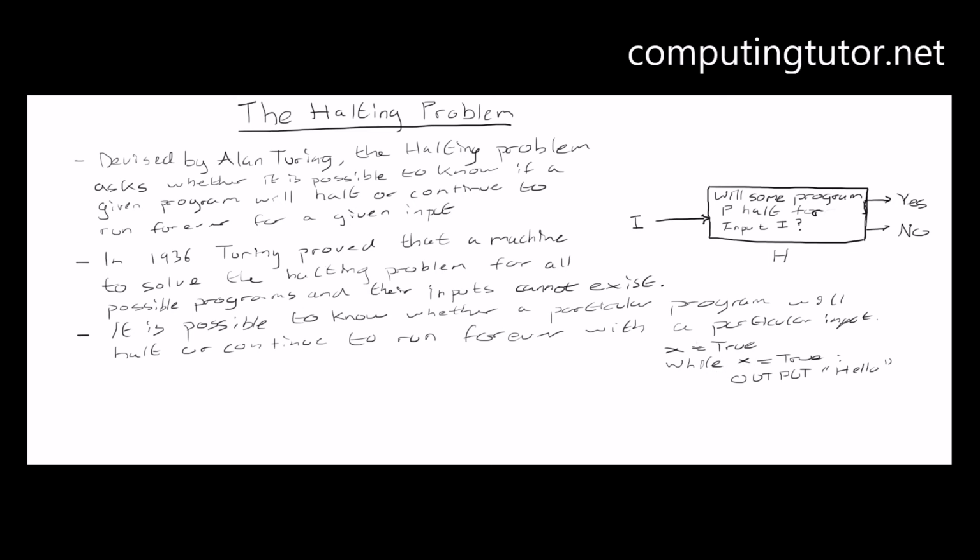So we can know for a particular program whether it will continue to run forever or halt on a particular input. What Turing was saying is that it's not possible to construct a machine that we've called H in this example that can work out whether, given any program and all its inputs, it will halt or continue to run forever.